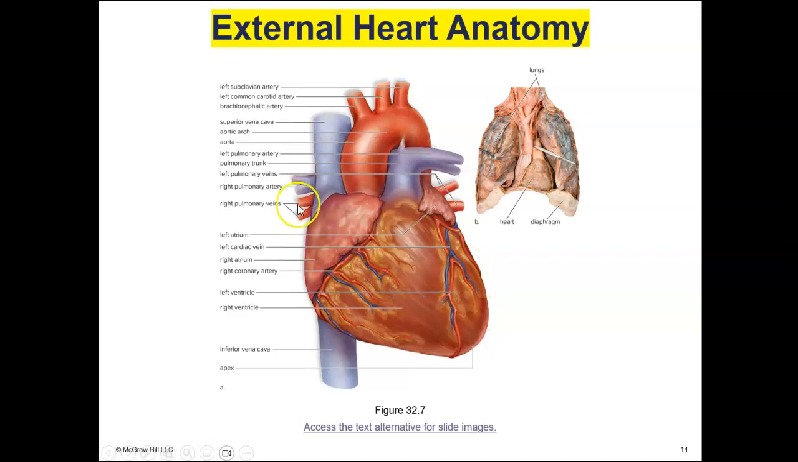As far as the blood vessels, we have the superior vena cava that empties into the right atrium and the inferior vena cava that also empties into the right atrium. Then we have the aorta, and the aorta leads from the left ventricle. So here's your left ventricle. Behind this tissue is where the aorta and the left ventricle connect. So there's your aorta. And then the right ventricle empties into the pulmonary trunk and pulmonary arteries, which take the blood to the lungs to pick up oxygen.